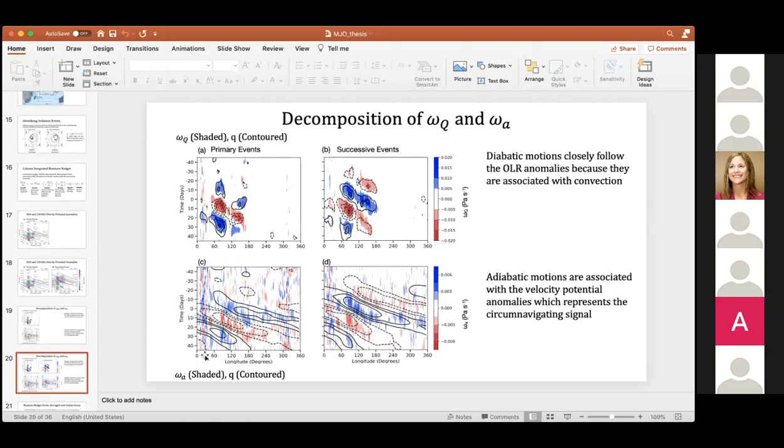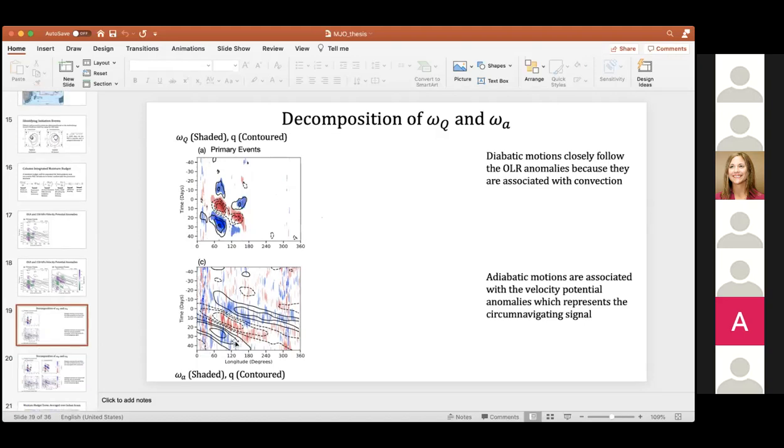Can I just jump in with a clarifying question? One of those you said is the velocity potential and one of them is the adiabatic motion. Is that right? Yep. So the bottom panel in the shading is the adiabatic motions, which are column average, and in the contours are chi, which we saw previously. Okay, thank you. Yep.